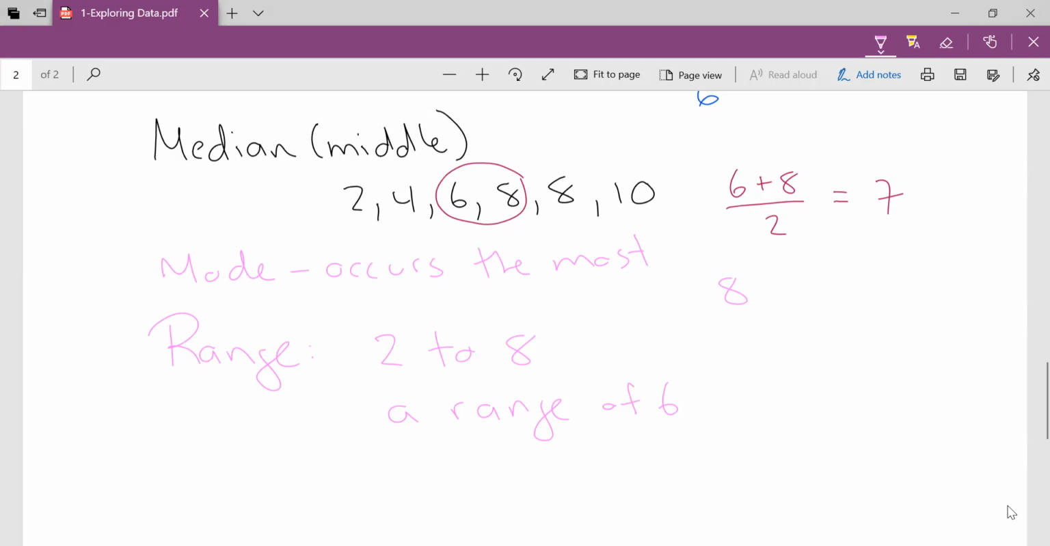Okay, friends, there it is. There's mean, median, mode, and range. I'm sure you've heard those terms before.